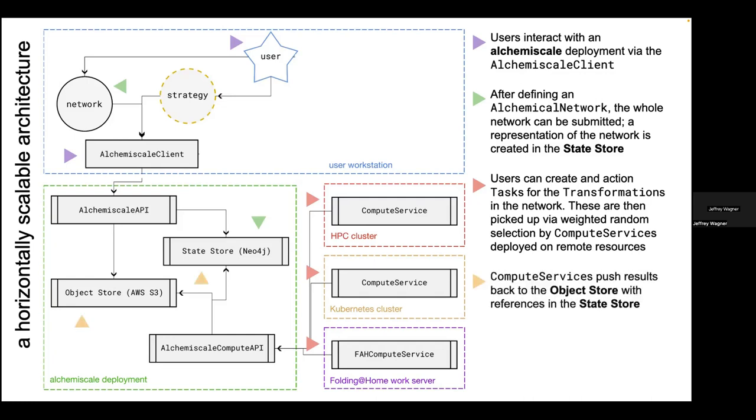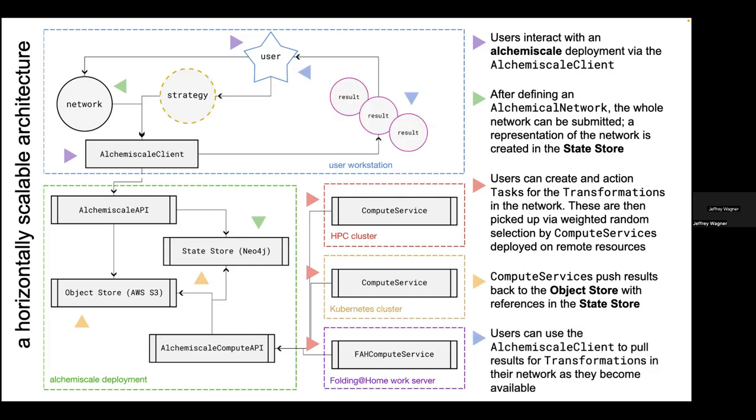When these compute services finish, they push the results back to the object store. So again, the fat stuff lives in an object store, in this case S3, and each one has a reference in the state store. But as a user, you're living up in this land. Basically all you had to do was define your network, action tasks, and then pull your results as they become available. So all of that machinery down here is largely abstracted from you.